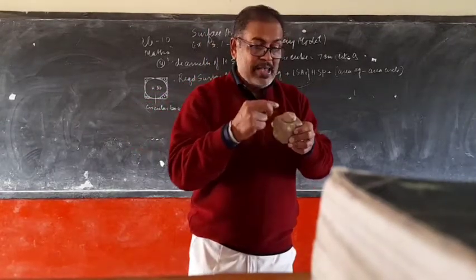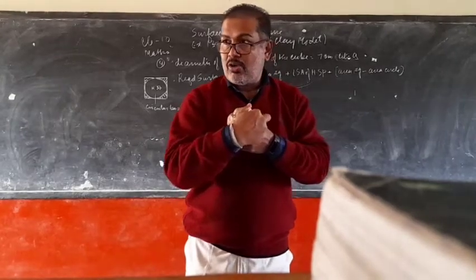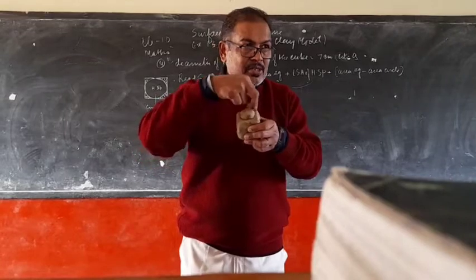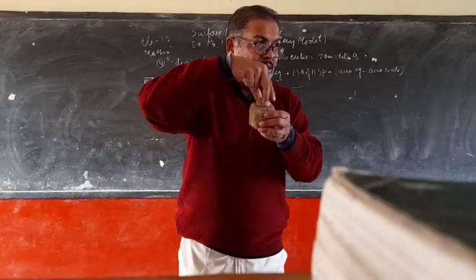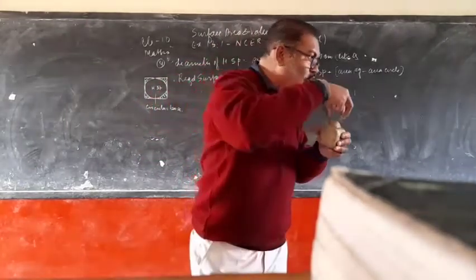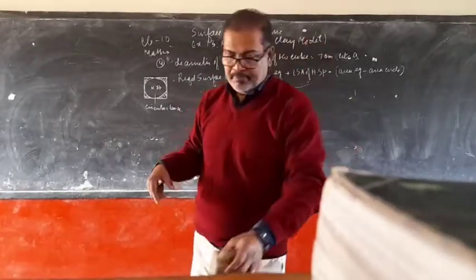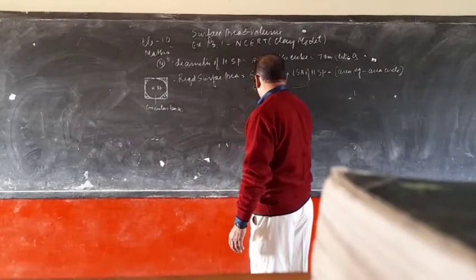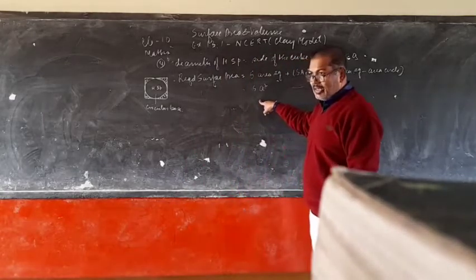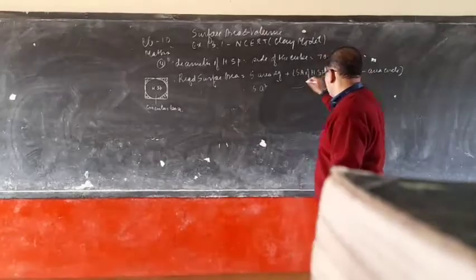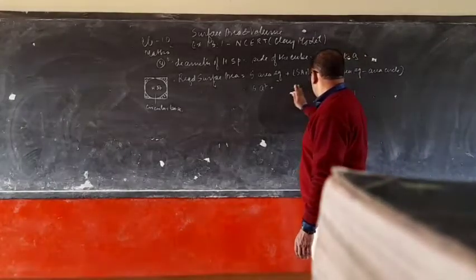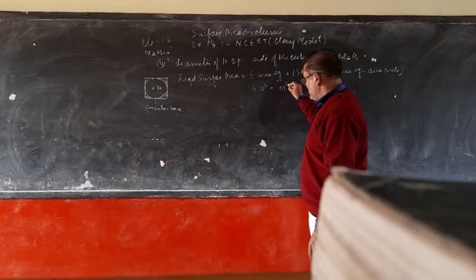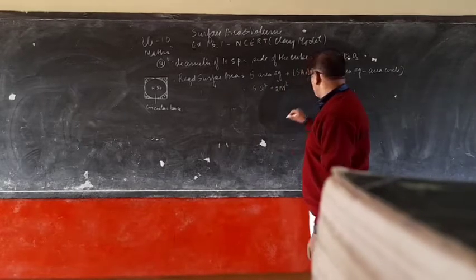hemisphere. And what about the 4 corners? The 4 corners are equal to area of square minus area of circle, meaning this circle is covered by the circular base of the hemisphere. Now you write here that it is equal to 5a square. We assume that the side is equal to a. Then the lateral surface area of the hemisphere is equal to 2 pi r square.